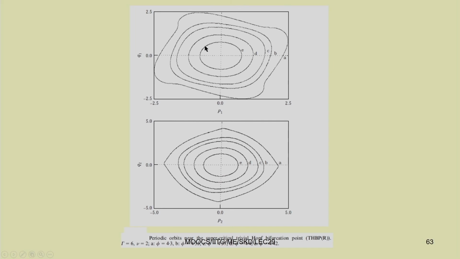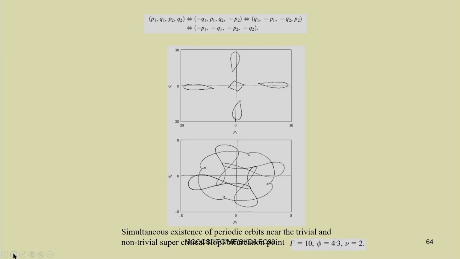You can have this periodic orbit with increase or decrease in the phi value. E is the highest phi value and A is the lowest phi value, so it decreases from E to A. By decreasing this frequency, we are getting bigger and bigger orbits. Similarly, here you can clearly see the simultaneous existence of periodic orbits near the trivial and non-trivial supercritical Hopf bifurcation points.